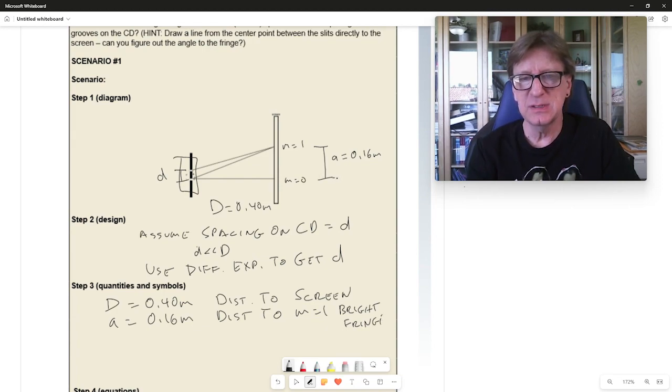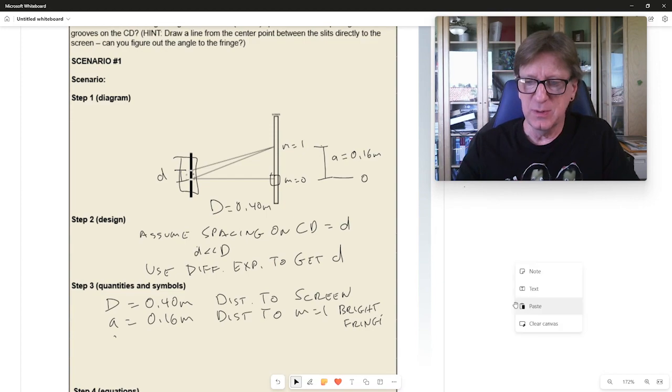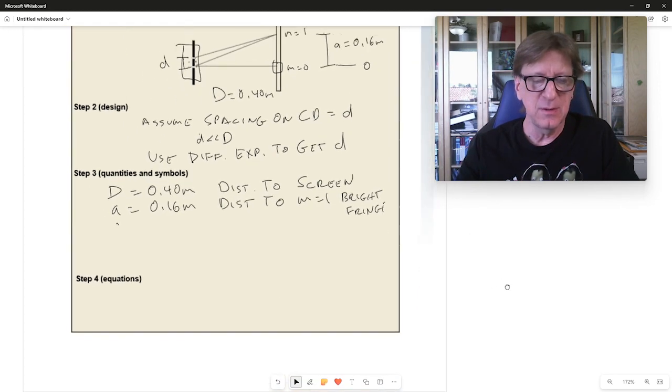And I'm setting this to be my 0 for distance, and there's no reason not to, right? I can set my m equals 0. I can set my 0 anywhere I want, so I'm going to set the location of my central bright fringe here to be 0. So A is now that distance through here. Okay. All right, let me zoom up a little bit so that we can see what's going on. There we go.